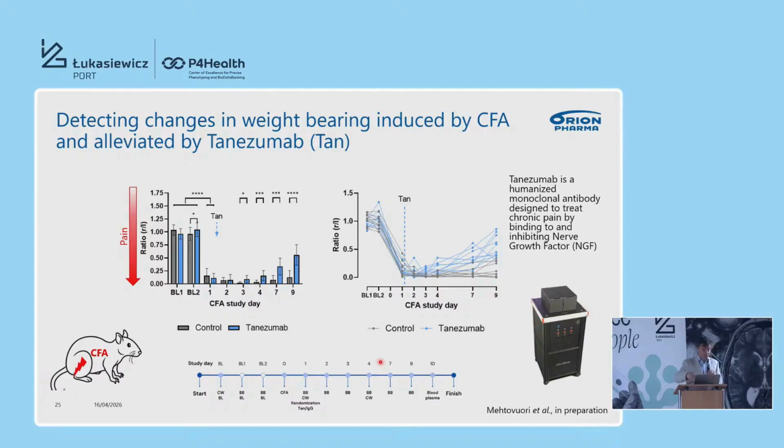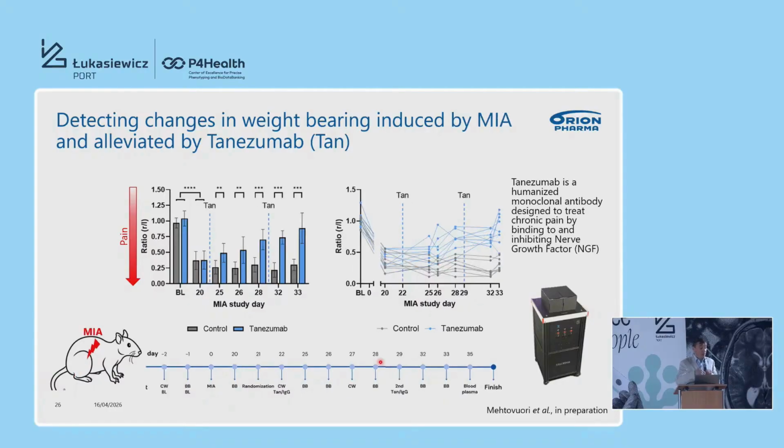We see that by applying this tanezumab, we can affect this pain response. We can rescue these animals, showing that not only can we see the phenotype, but we can also, by using a known painkiller, affect this phenotype. And this shows that, okay, now if we apply our own compounds, we can discriminate between analgesic or non-analgesic effect of these compounds in this particular assay.